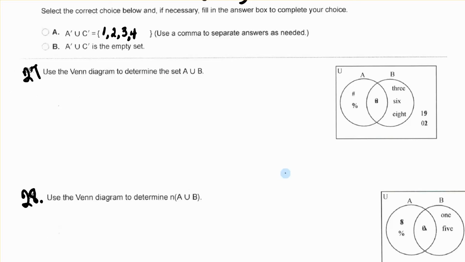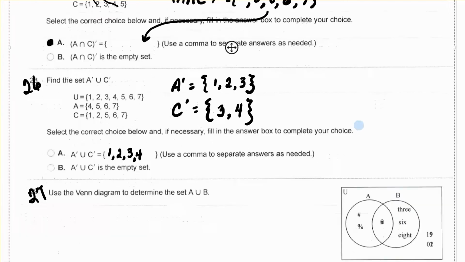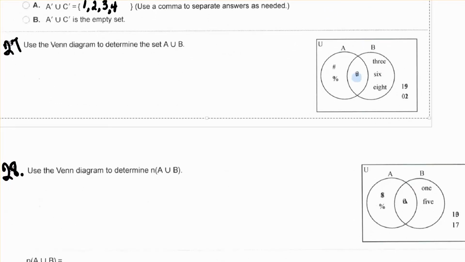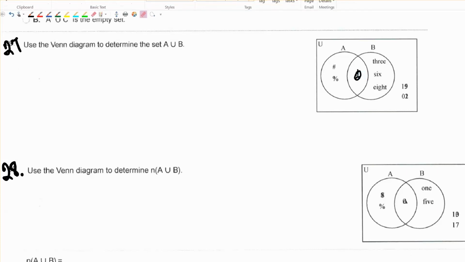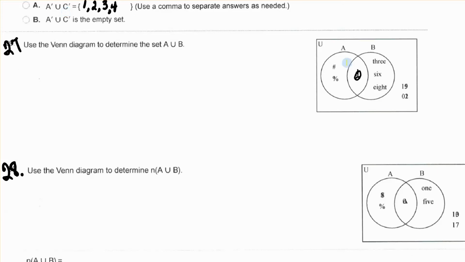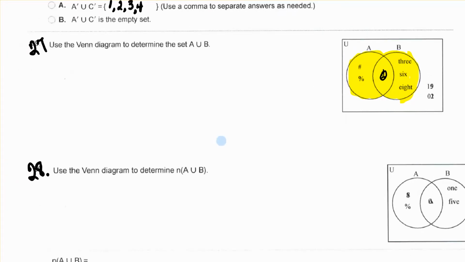In this one, this symbol here that you can't see very well looks like that. And all right, what are we supposed to do? A union B. Now remember, union is kind of like adding them together. So here's everything in A, here's everything in B. So I have highlighted A union B.